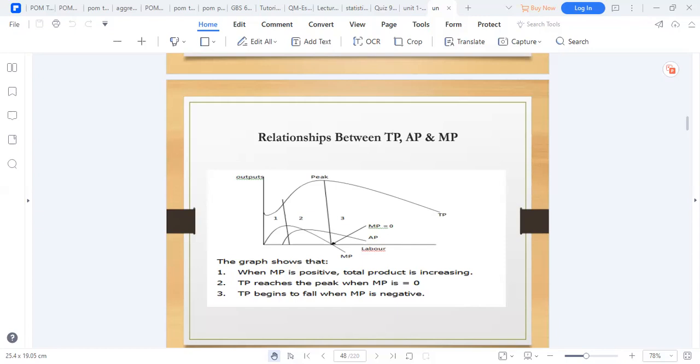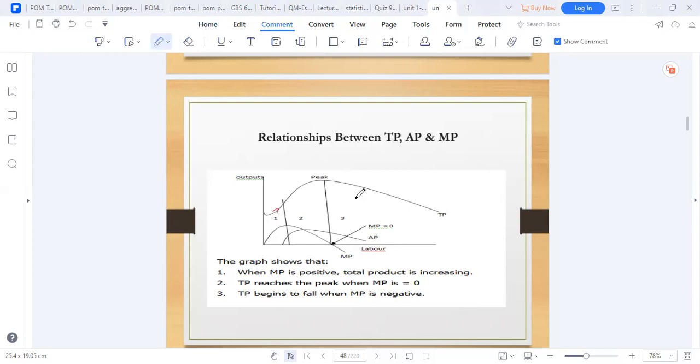As you can see, we have stage 1 there. Stage 1 is the initial stage. You can see as more labor inputs are added to the fixed capital and technology, the total output is increasing at an increasing rate. So the total product, the TP, is increasing at a rapid rate.